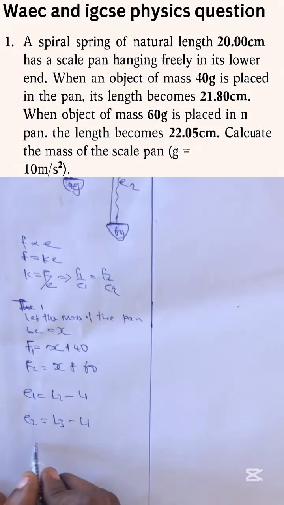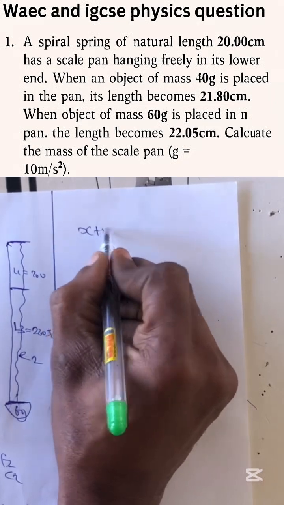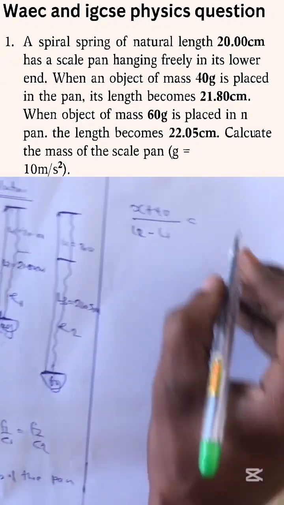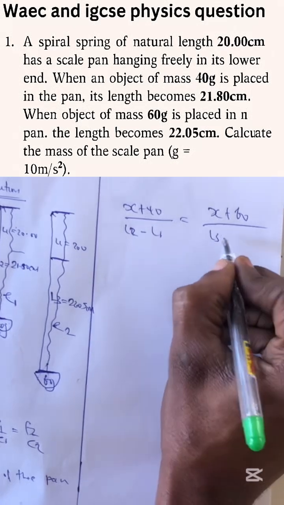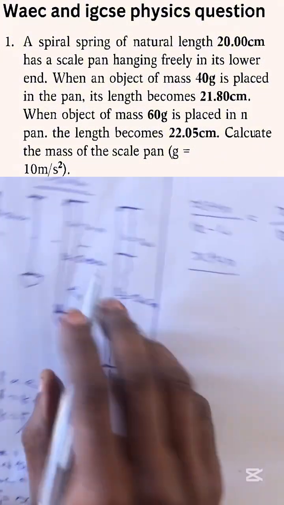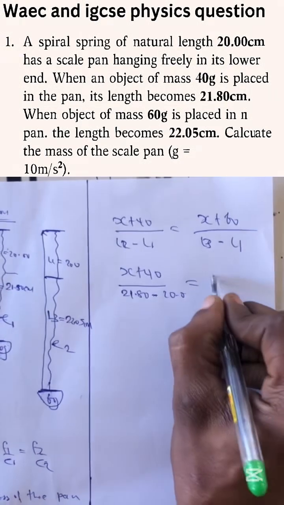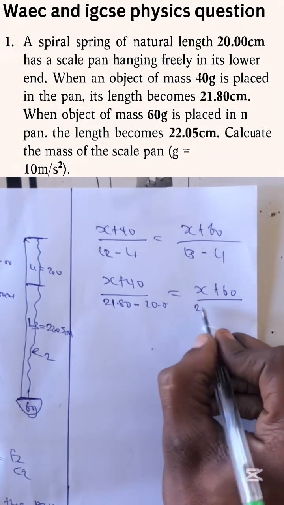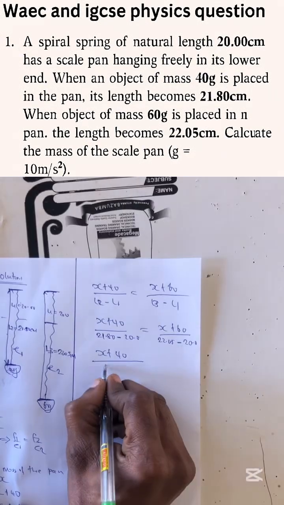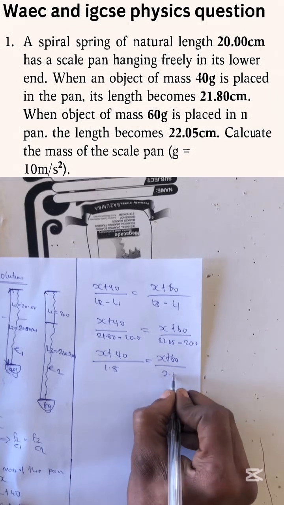Now to solve, F1 over E1 equals F2 over E2. F1 becomes X plus 40 all over L2 minus L1, then F2 is X plus 60 all over L3 minus L1. So X plus 40 all over 21.80 centimeters minus 20.0 centimeters equals X plus 60 all over 22.05 centimeters minus 20.0 centimeters. So we have X plus 40 all over 1.8 centimeters equals X plus 60 all over 2.05 centimeters.